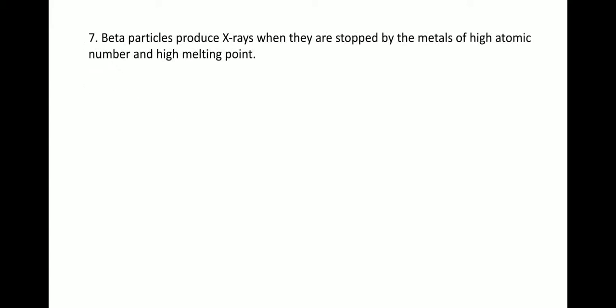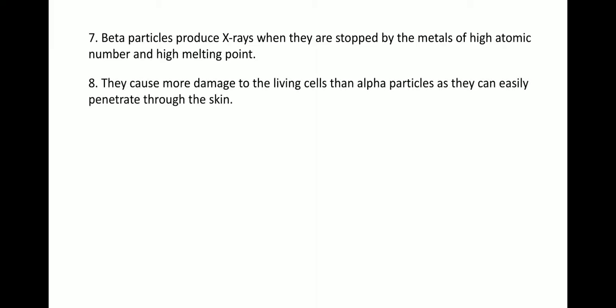Next, beta particles produce X-rays when they are stopped by the metals of high atomic number and high melting point. So here beta particles are responsible for the production of X-rays. Next, they cause more damage to the living cells than alpha particles as they can easily penetrate through the skin. This means that compared to alpha particles, the beta particles are more dangerous as they can damage the living cells more because they can penetrate through the skin.